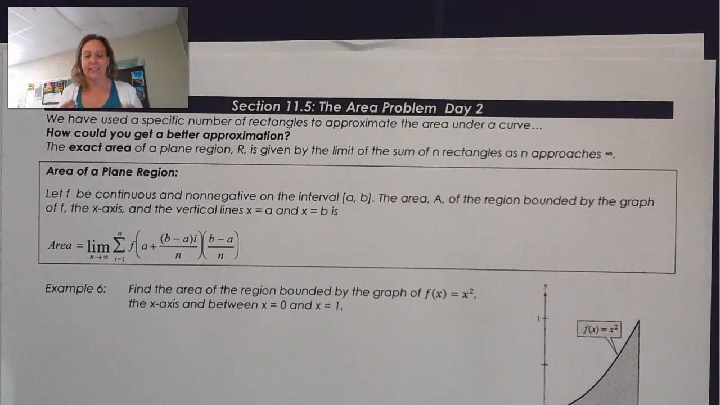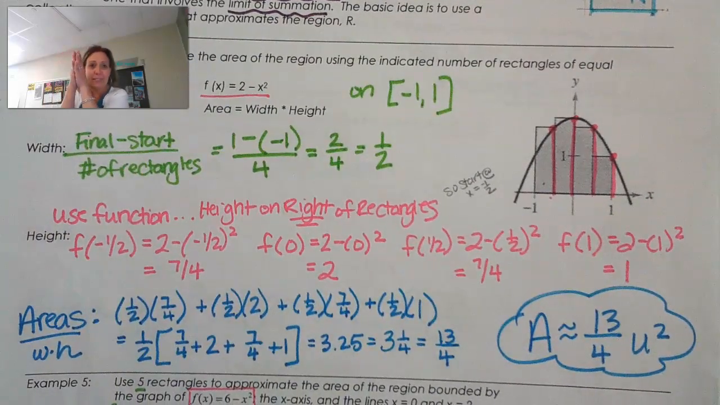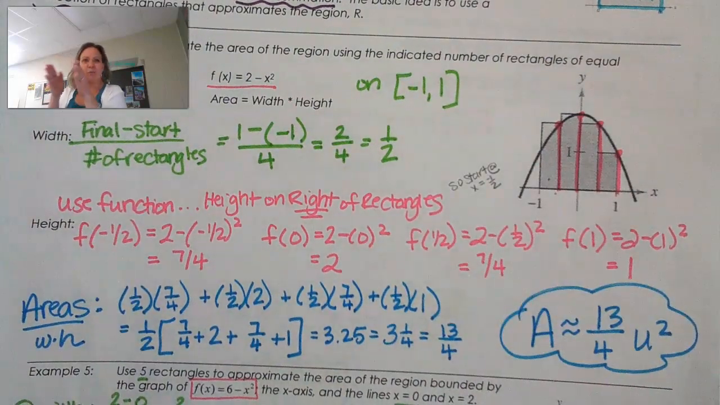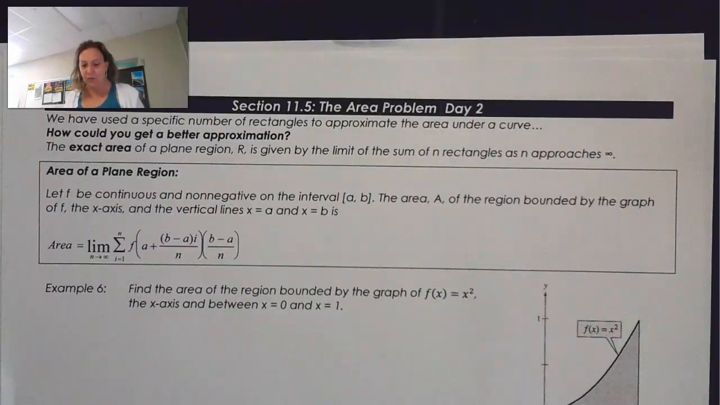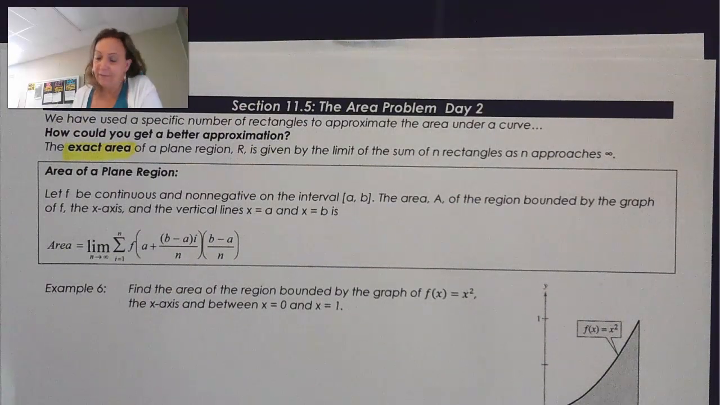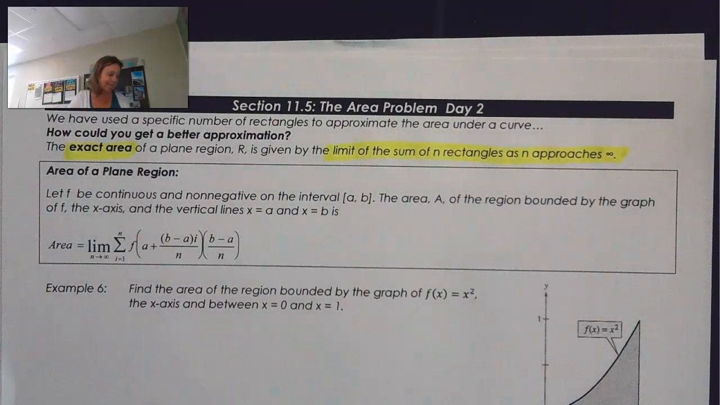Well, what we would want to do, this is what we did the other day, is make these rectangles infinitesimally smaller and smaller and smaller, and then we'd have an infinite number of rectangles. That could better approximate it because then we wouldn't have so much sticking out or missing from the different pieces, okay? And so what we're going to say here is that the exact area of a plane region, R, is going to be given by the limit of the sum of n rectangles as n approaches infinity, okay?